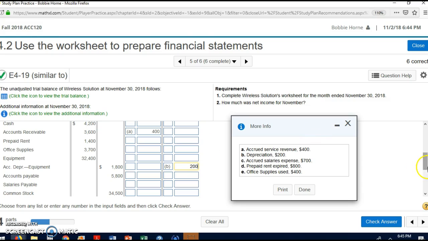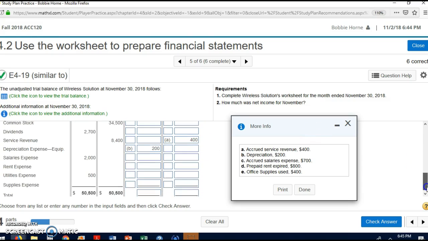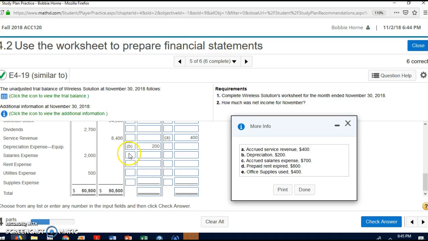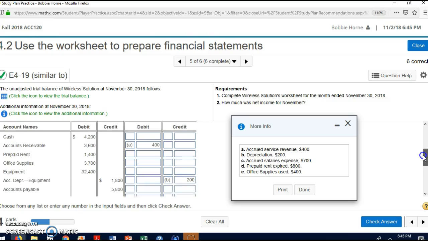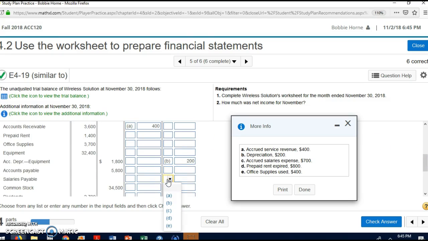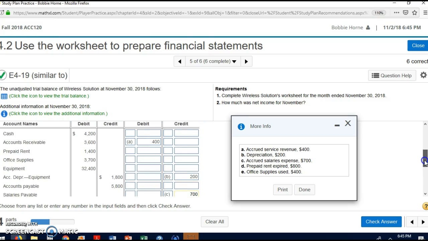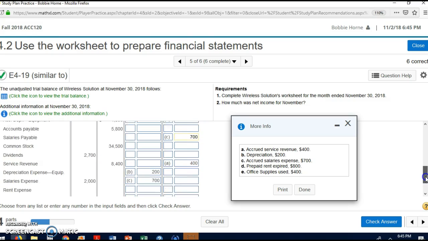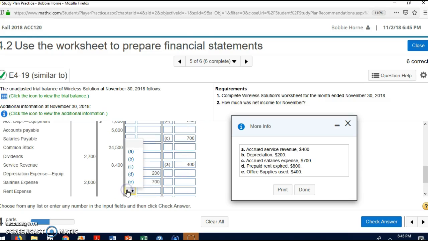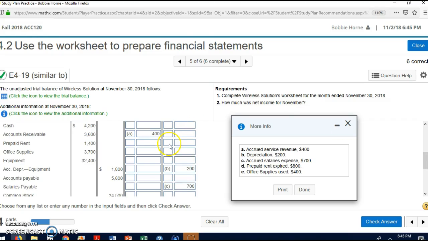Accrued salaries expense, that means we need to record it as an expense now, but accrued means we're going to pay it later, so that would be salaries payable for 700. And then prepaid rent expired, so that turns into rent expense. So we're going to debit rent expense for 800, and we're going to credit prepaid rent for 800.